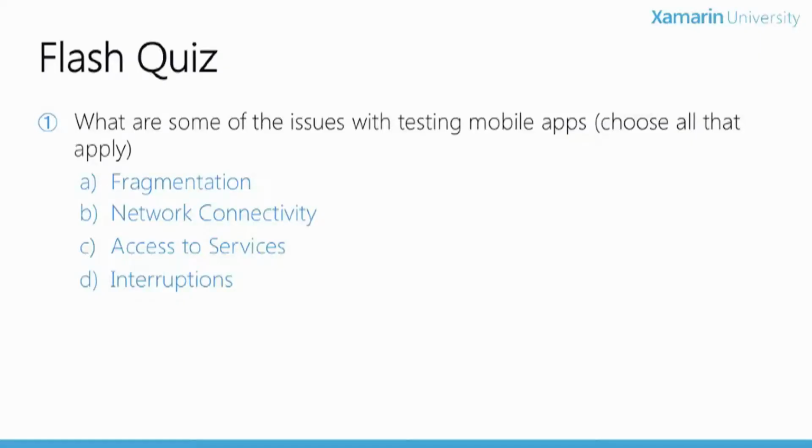Question 1, what are some of the issues with testing mobile apps? Just choose all that apply. So we have A, device fragmentation, B, network connectivity, C, access to services or capabilities of a device, or D, interruptions.